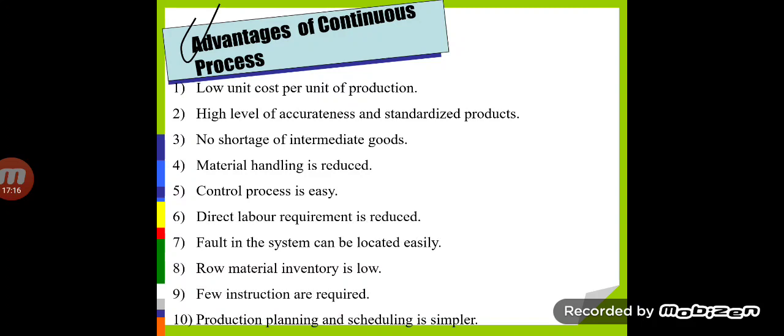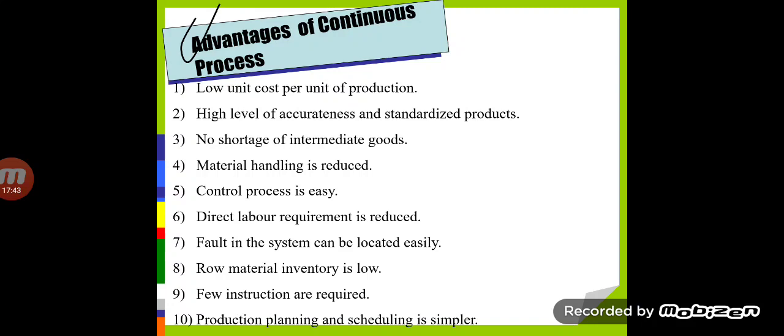Like advantages of continuous process: low cost per unit of production. Yes, the production cost is very low because we do not invest our time in research and development, we do not invest our time in different products, but a single type of product in one method producing in bulk, so the unit cost must be less compared to the other varieties of the product.